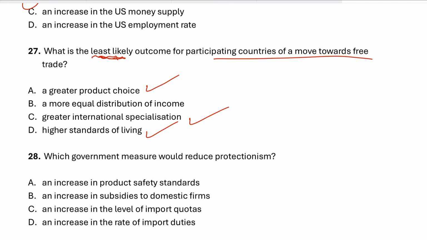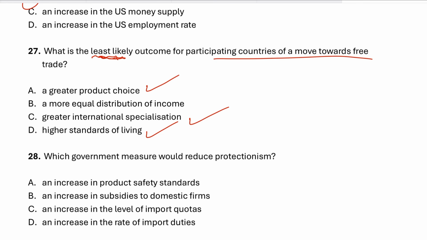Yes. But what it will not necessarily do is make income distribution more equal. Why? Because of free trade, some workers and firms may lose out if they cannot compete with cheaper imports. So it is definitely not going to make the distribution of income more equal. For example, if you're importing cheaper goods from abroad, that could affect domestic industries, and those domestic industries may shut down.